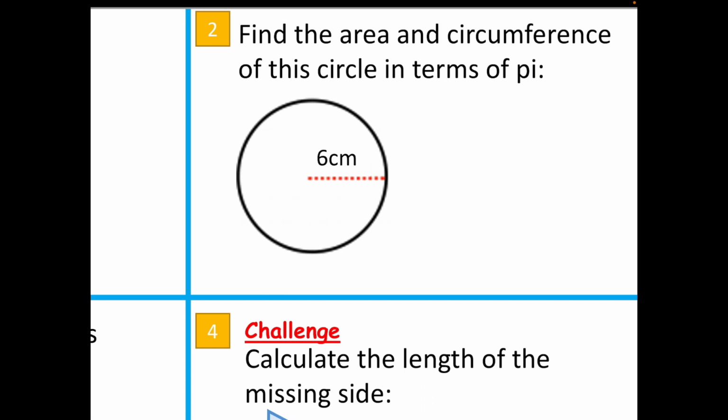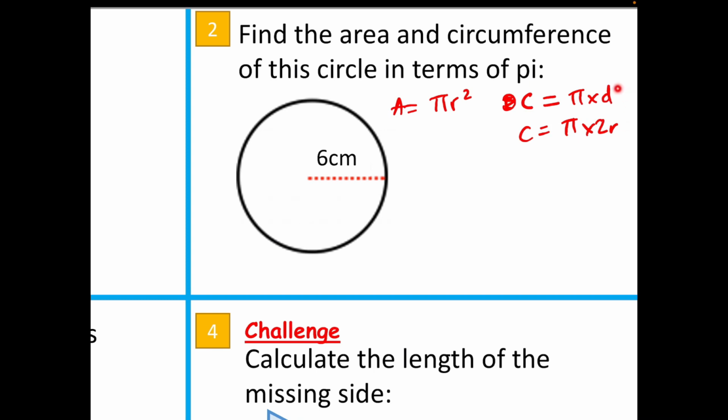To answer this question, we first need to know the two formulas for circles. We have area is equal to pi r squared, where r is the radius, and circumference is equal to pi times diameter, where diameter is 2 lots of the radius. So this could also be written as pi times 2r.